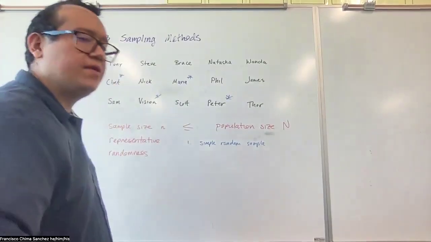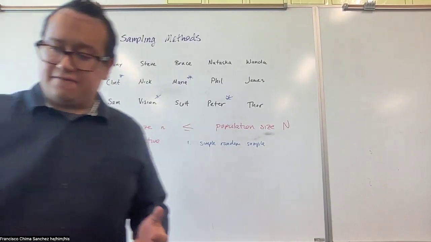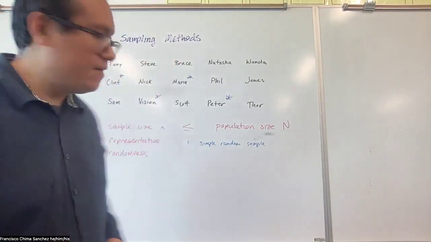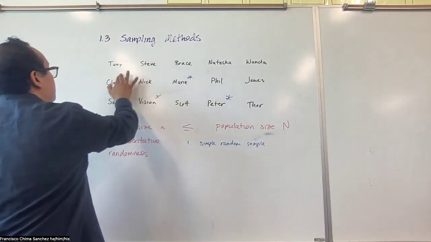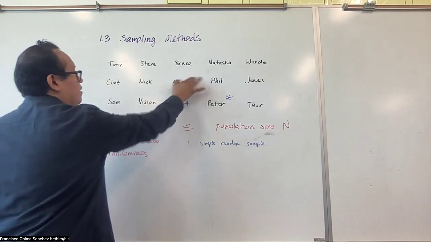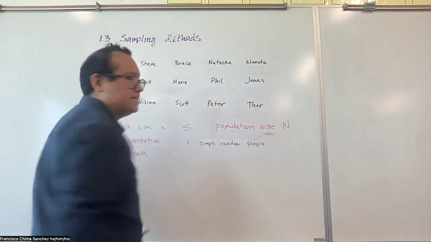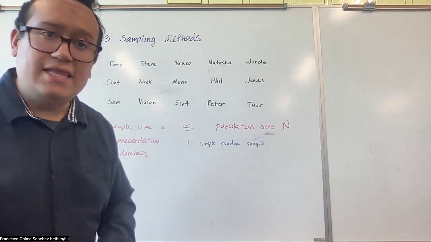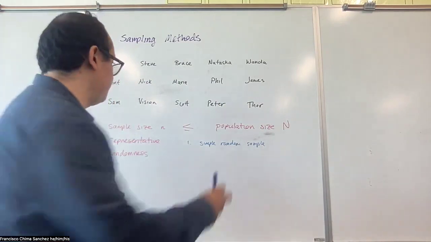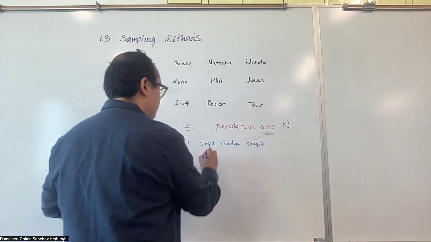Okay, so what other techniques do we have? Well, let's start off. What about what we call a systematic sample? This isn't going to be random, but that's okay sometimes.